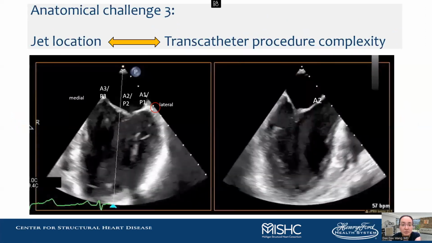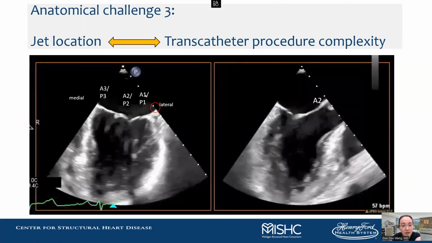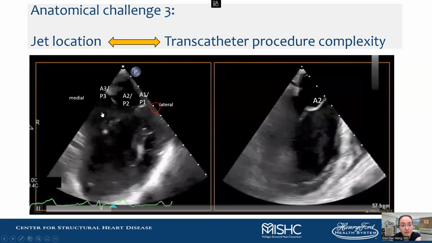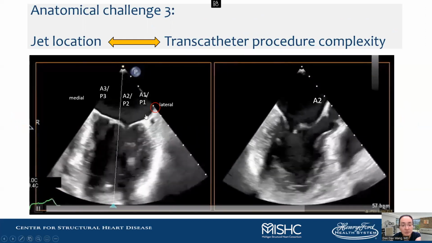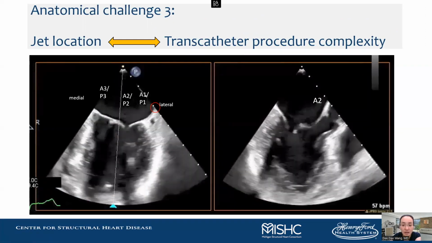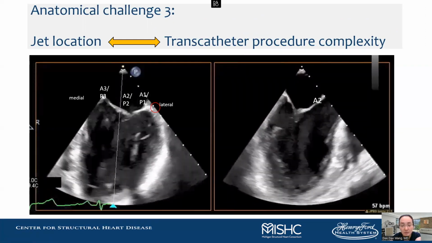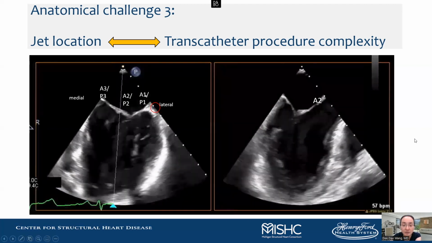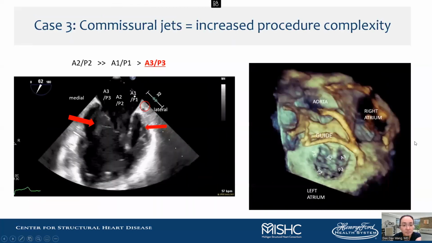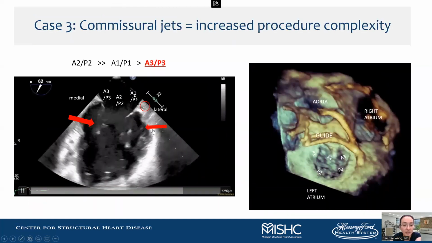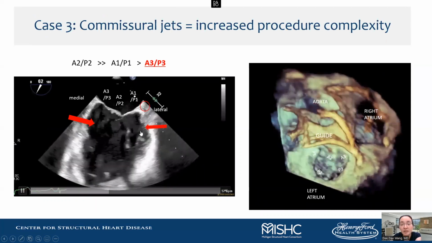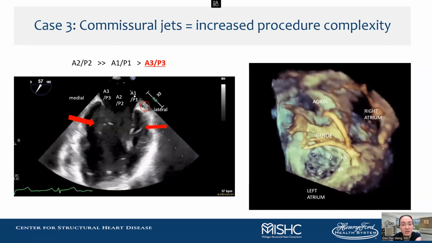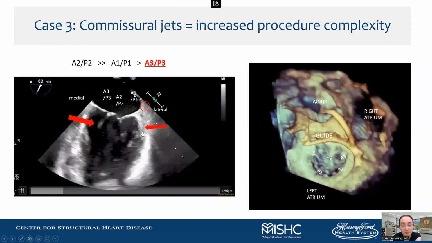Now, anatomical challenge number 3 requires a little bit of spatial understanding. On the far left-hand image is the intercommissural view of the mitral valve. Now, what you can see is that there's A3P3, A2P2, A1P1, or where they're theoretically supposed to be, and the X-plane image on the far right through the center of this will be A2P2. The concept is anything in the commissures is going to be anatomically challenging for any kind of delivery system. The reason being is where the red arrows are on the top left-hand image. Subvalvular apparatus is very extensive in the commissural regions. It's actually the most extensive and most challenging in the A3P3 region and least in the A1P1.